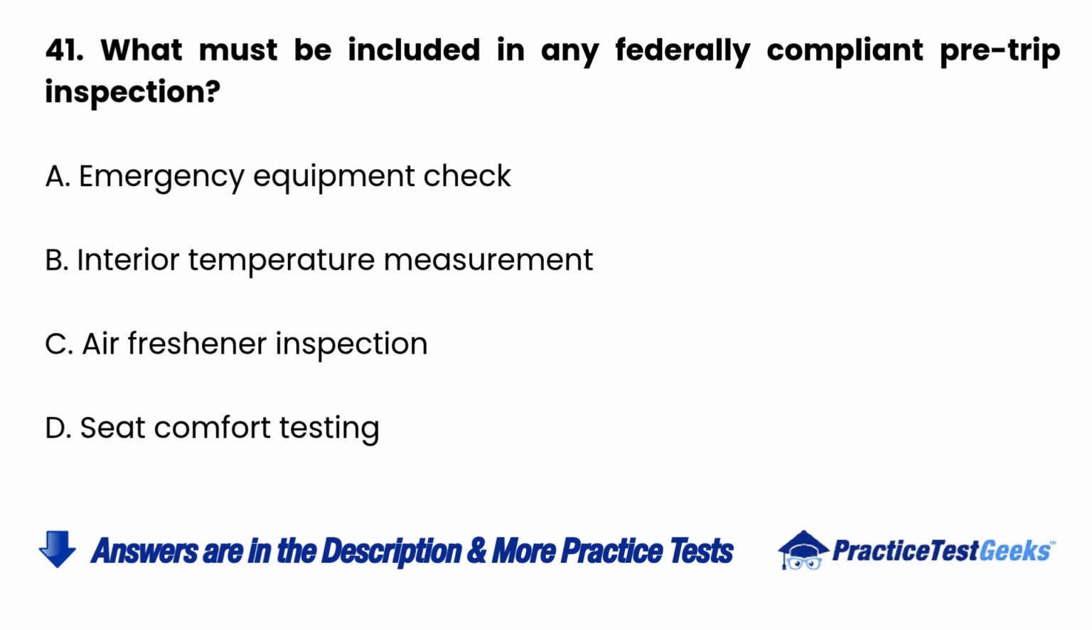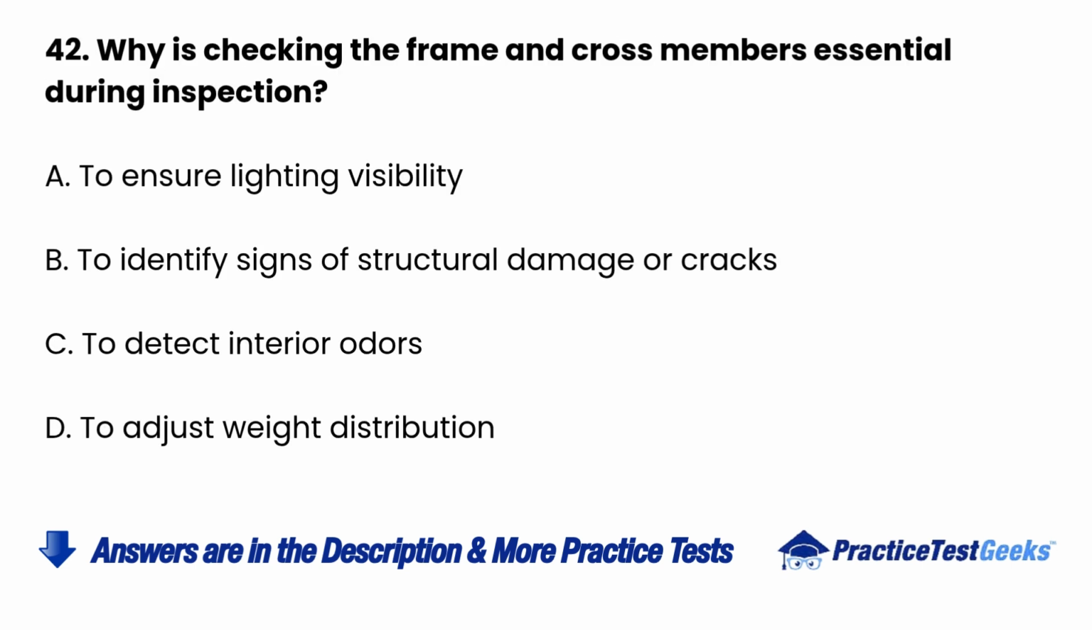41. What must be included in any federally compliant pre-trip inspection? A. Emergency equipment check. B. Interior temperature measurement. C. Air freshener inspection. D. Seat comfort testing.